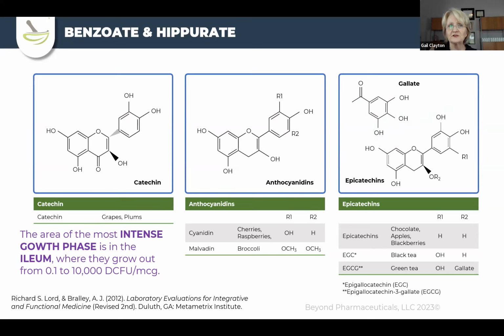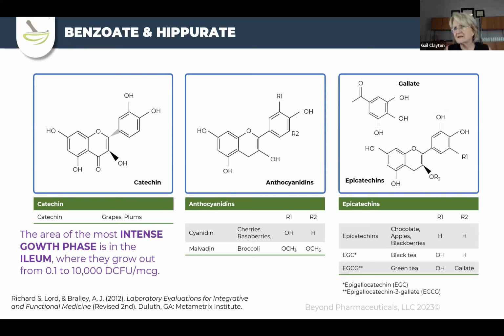And on this page, benzoate and hippurate produce the catechins, which are from grapes and plums, and then the anthocyanins that are from cherries and raspberries, and then malvidin, which is from broccoli, and then the epicatechins that come from chocolate, apples, blackberries, black tea, and green tea.